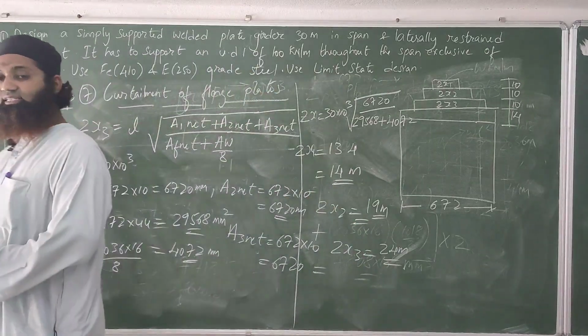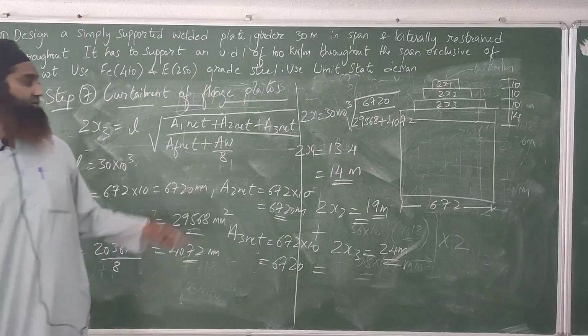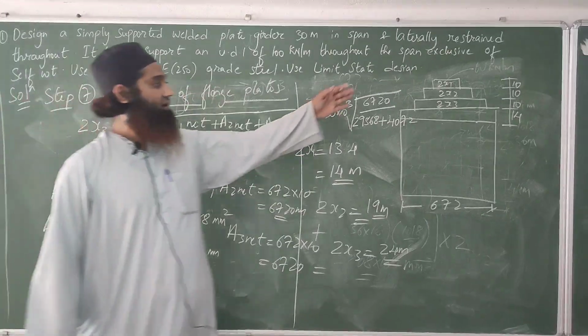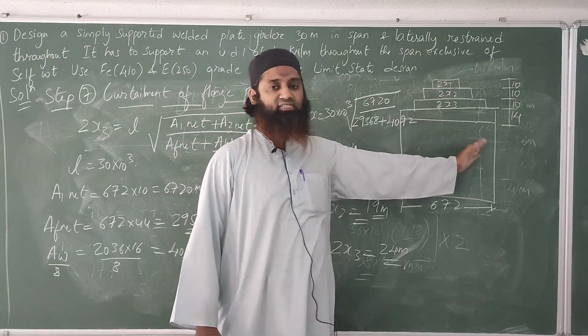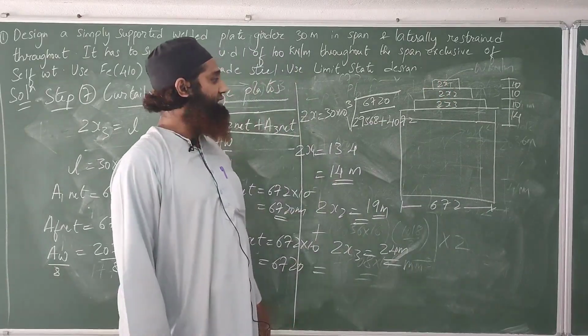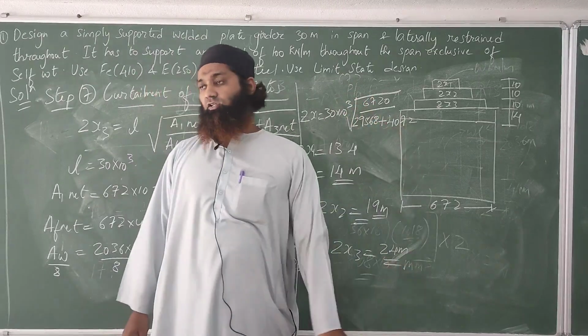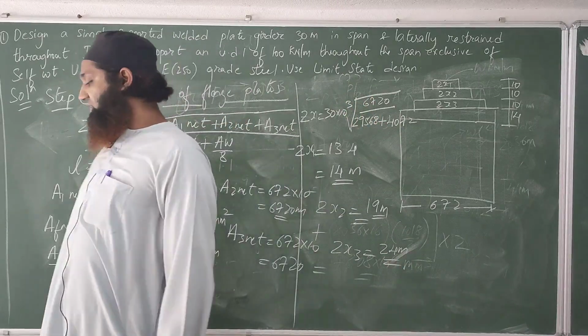You can just imagine these plates have been cut in such a way where the maximum bending moment is being resisted, and at the corners, as the bending moment is not that maximum, we have curtailed these plates. So this was the step 7 that we have completed.